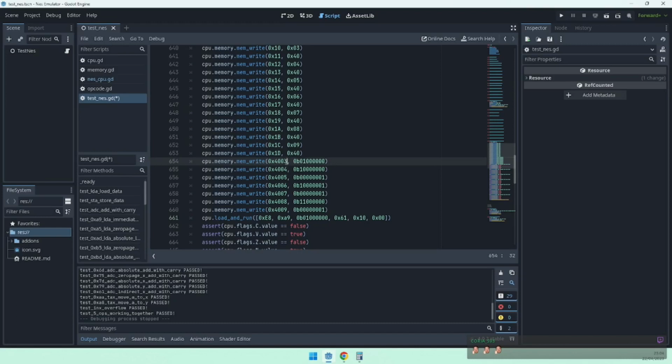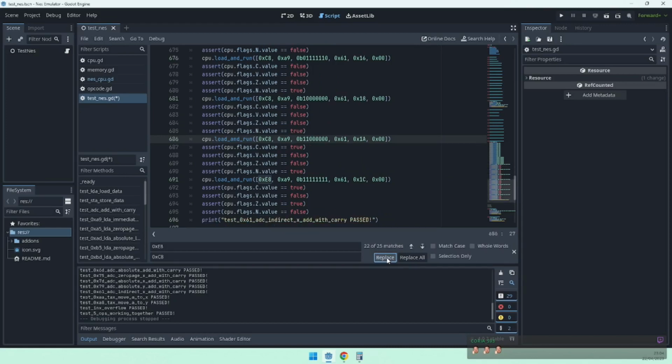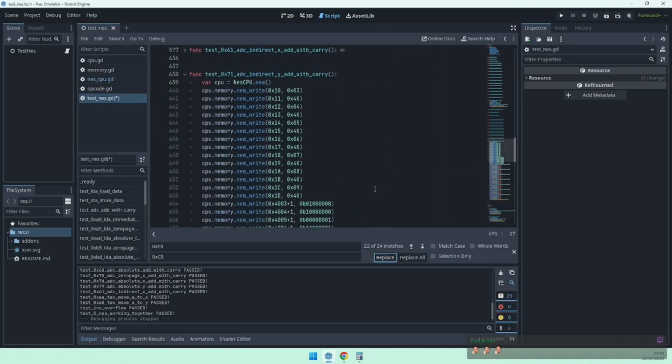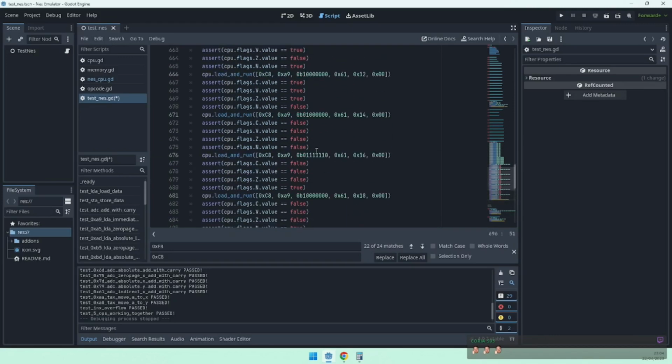So I think what we want is to add here instead, and increase register Y instead of X. And this is 71. Instruction 71.